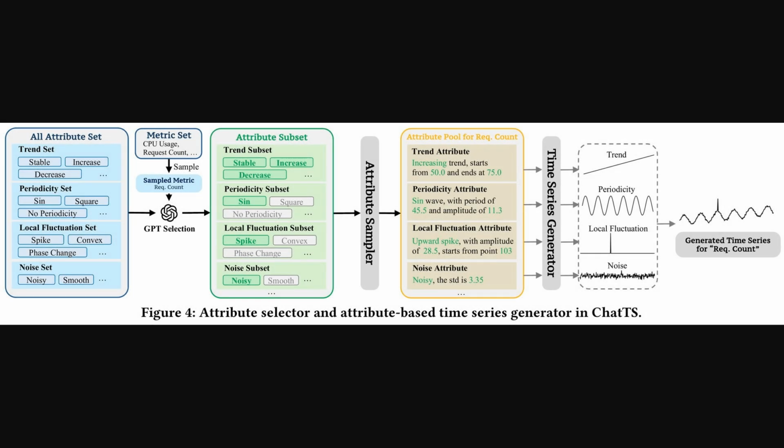Okay, so Figure 4 actually zooms in on the start of that synthetic data generation process we saw outlined in Figure 3, specifically how they create the time series data itself before generating the questions about it like we saw in Figure 5. It shows starting with a big set of all possible attributes: trend, periodicity, local fluctuation, noise. Then, for a specific metric like request count, an LLM selects a relevant subset of these attributes. An attribute sampler then assigns concrete values, like the period of the sine wave or the amplitude of a spike. And finally, a generator combines these components to create the actual time series graph.